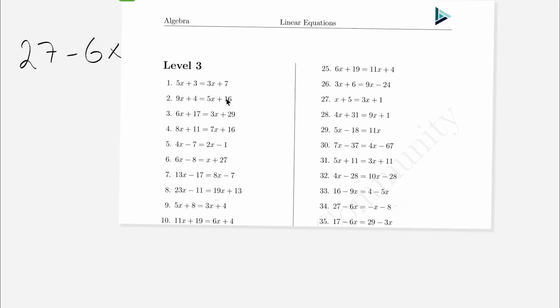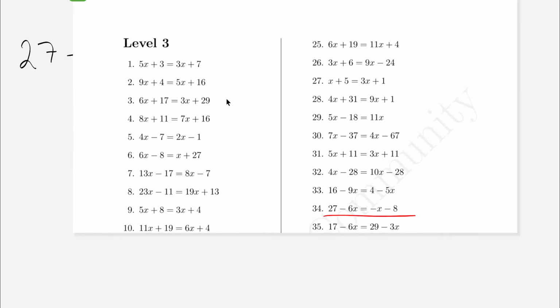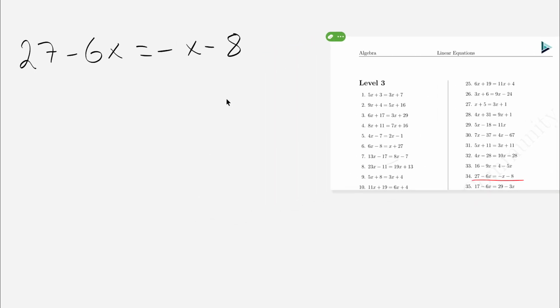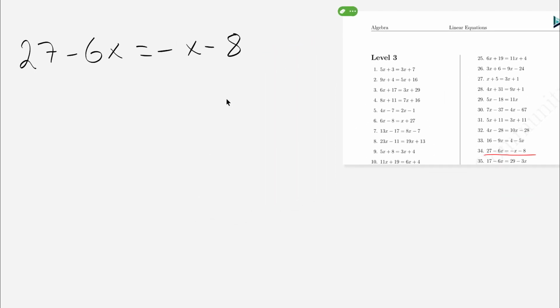So the one I'm doing for you here now is question 34. 27 minus 6x equals minus x minus 8. So I want my x values on the left, so the minus 6x and the minus x. I want terms like this to be on the left, and the numbers, the 27 and the 8, to be on the right. So next line, minus 6x.